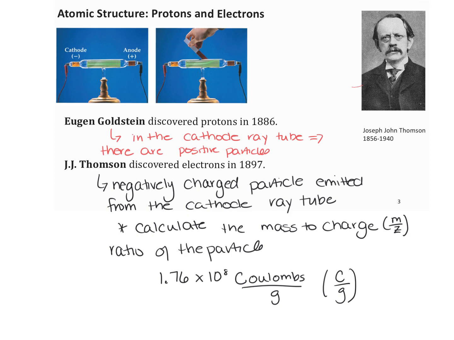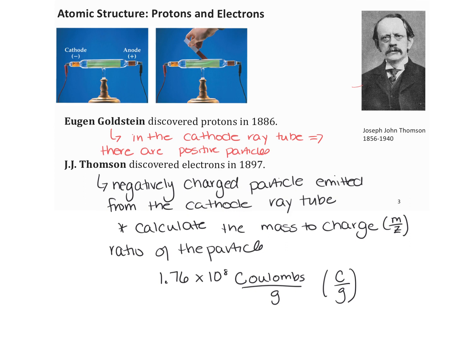So he was able to do some calculations, and he was able to figure out the charge to mass ratio, which is one of the reasons he was really credited with discovering the electron. He just didn't say, hey, there was something negative hanging out there. He also went on and calculated this mass to charge ratio.